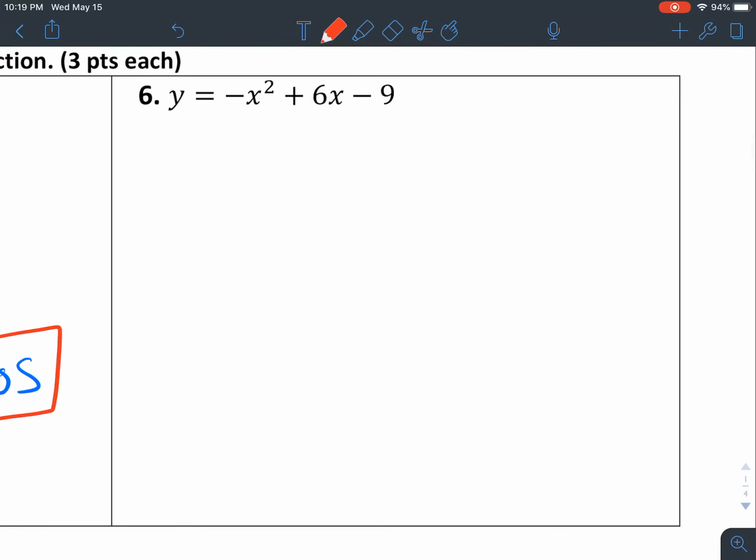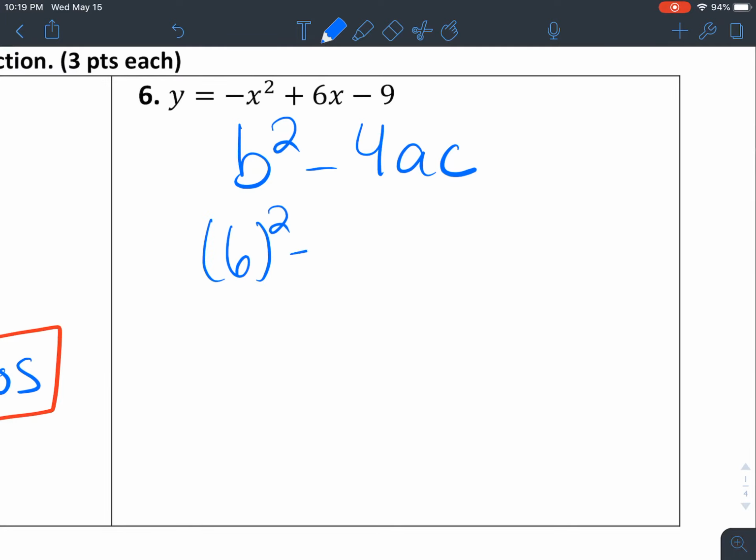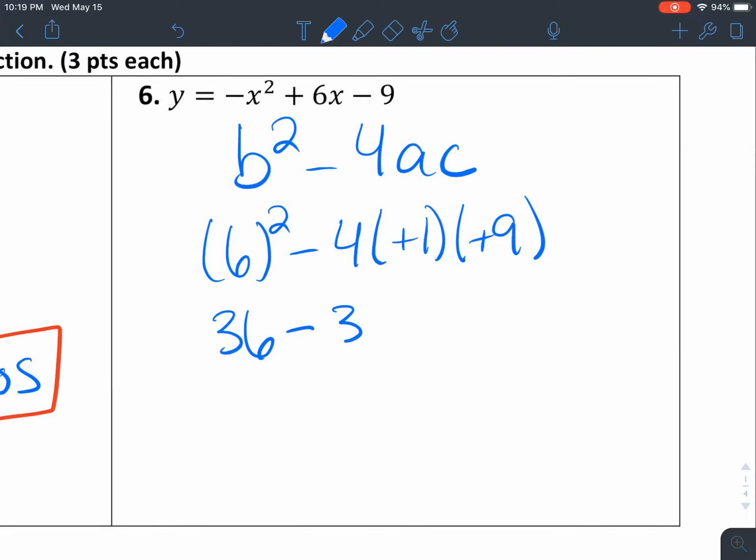Okay, we'll do the same thing for number 6. We're using b squared minus 4ac. In this case, my b value is 6, so I've got 6 squared minus 4 times my a value of -1 times my c value of -9. So here, -1 times -9 is going to be positive. Negative times a negative is positive. That gives me 6 squared, which is 36, minus 4 times 1 is still 4, times 9 is 36. So I end up with 0.